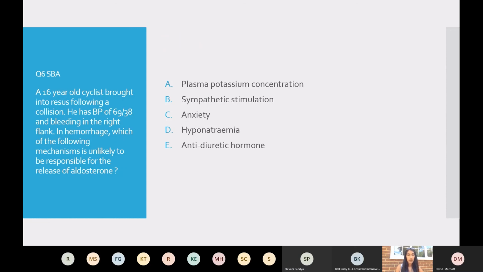Question 6, more of a clinical question with a scenario. A 16-year-old cyclist is brought into resus following a collision. He's got a BP of 69/38 and there is bleeding in the right flank. In hemorrhage, which of the following mechanisms is unlikely to be responsible for the release of aldosterone? Is it A, plasma potassium concentration, B, sympathetic stimulation, C, anxiety, D, hyponatremia, or E, antidiuretic hormone?